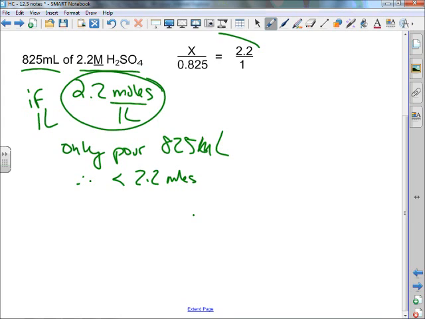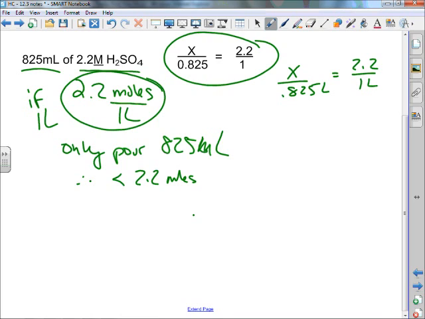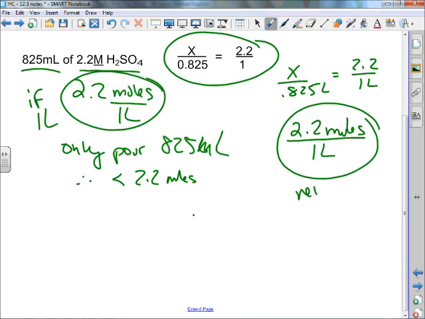Well, here's one way. How many moles are in 0.825 liters if there are 2.2 moles in every 1 liter? Oh, we don't want to cross multiply and divide anymore. So what do we've got? We've got a new conversion factor, 2.2 moles for every 1 liter. And that's what we're going to use for all these calculations. So if we need to get a mole number, we take the volume and we multiply by the molarity. And we are off on our way.